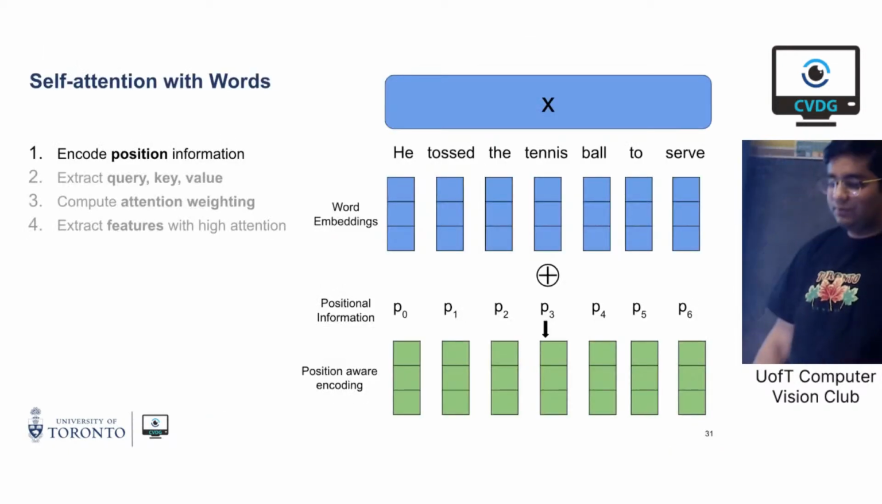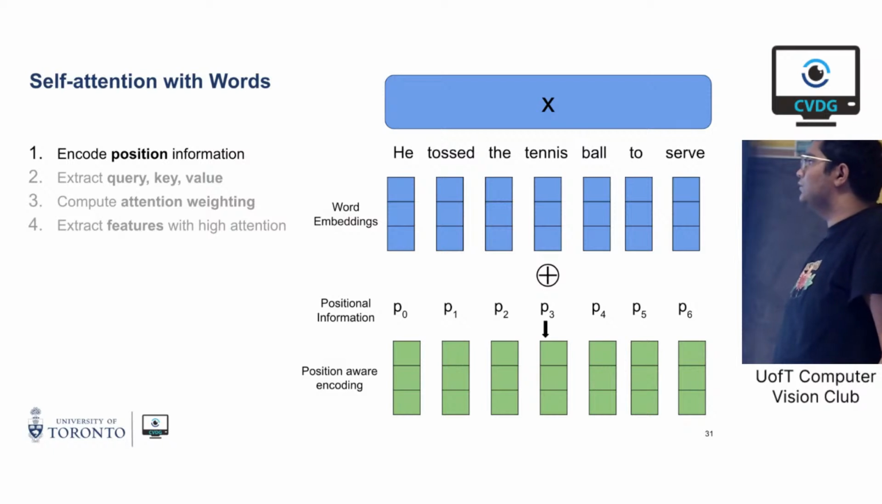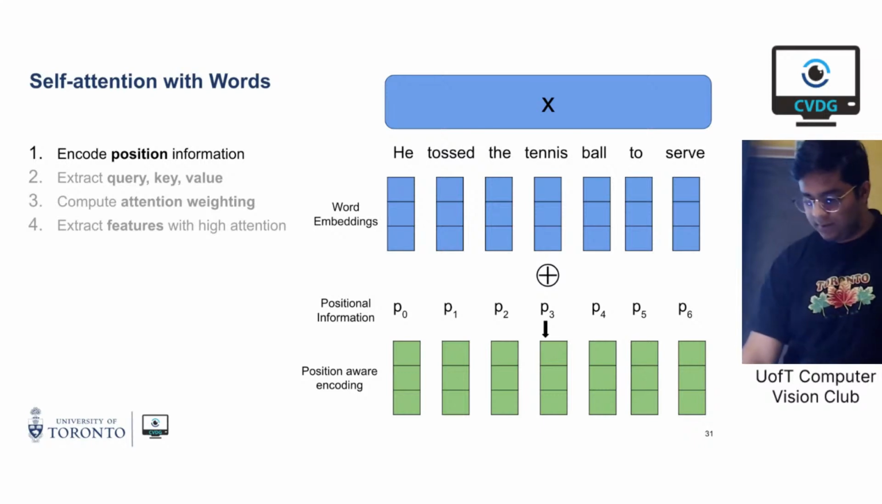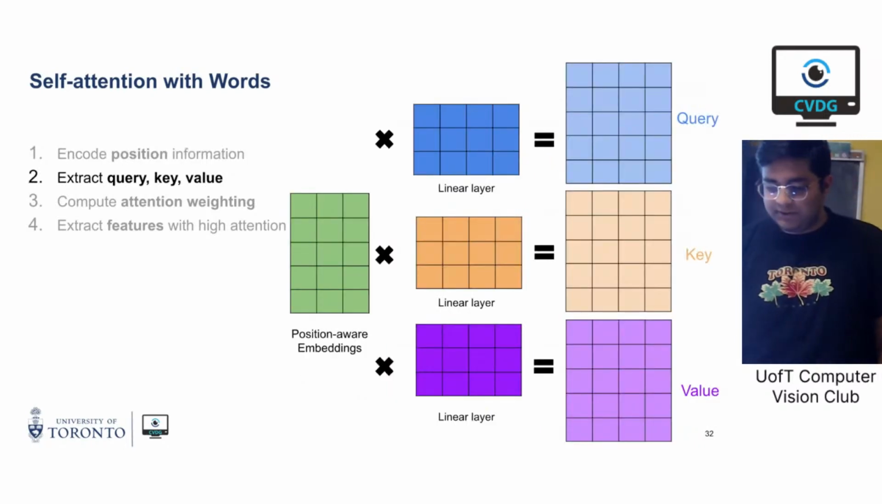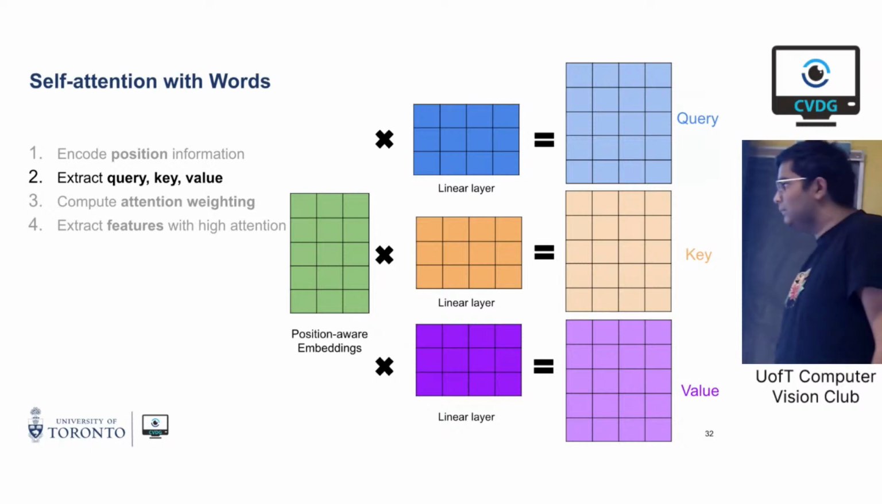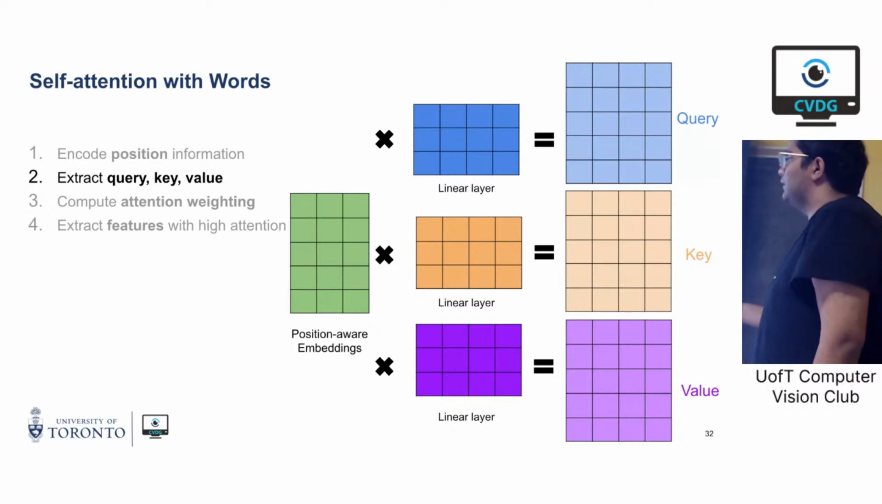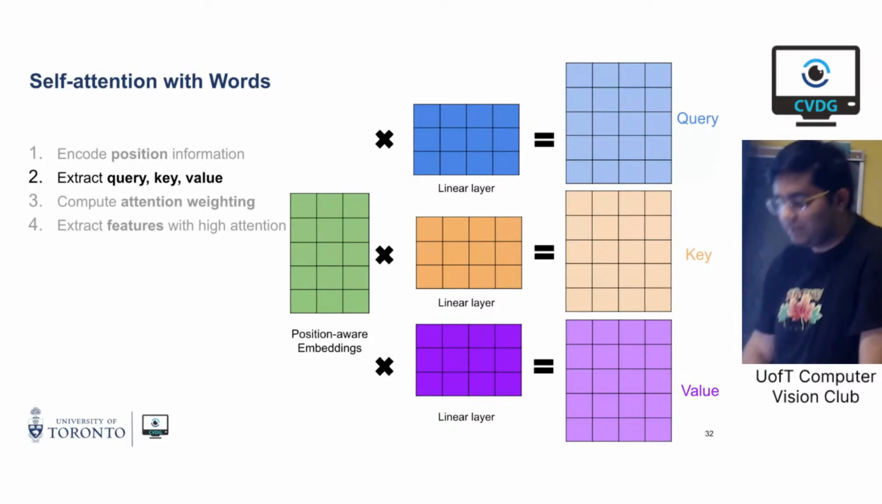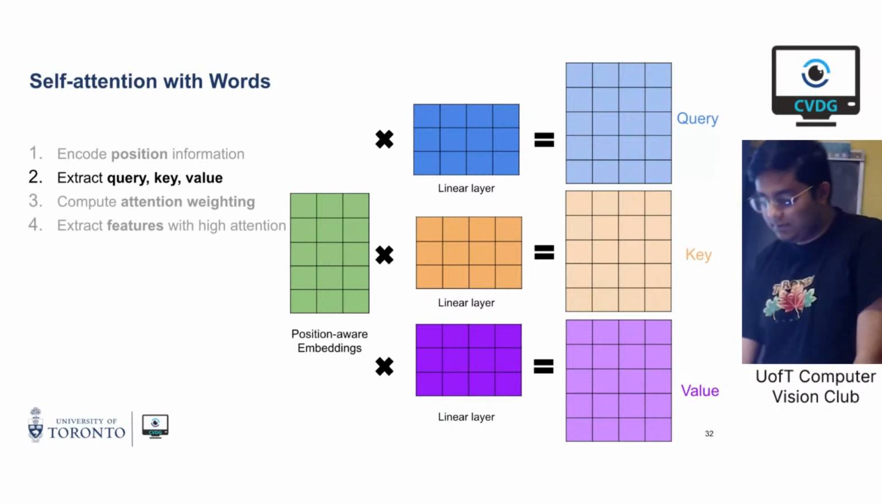Now I'll show you some more about what self-attention can be with words. Let's say I get this input, which is: he tossed the tennis ball to serve. I will convert it into word embeddings and then add the position information like before to get the position-aware encoding. My next task is to extract query, key, and value layers from this. I will multiply the position-aware encoding with 3 different linear layers to get the query, key, and value matrices. For the training part, the query, key, and values would be equivalent.